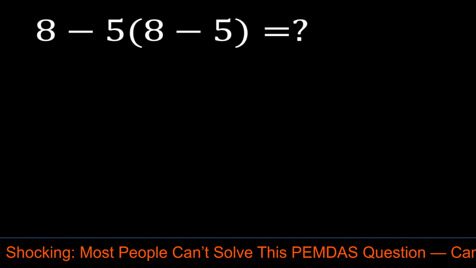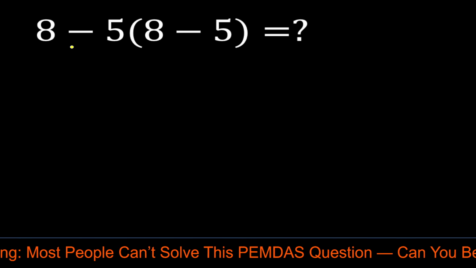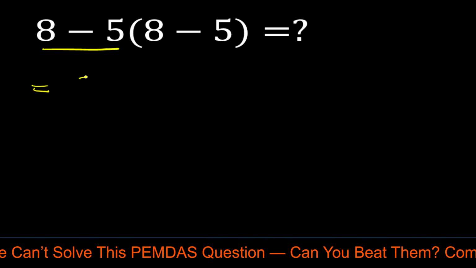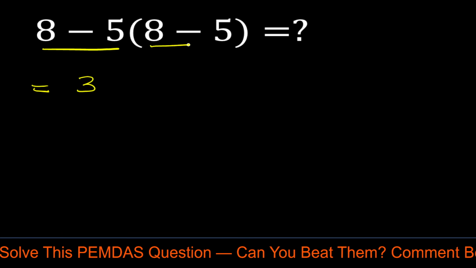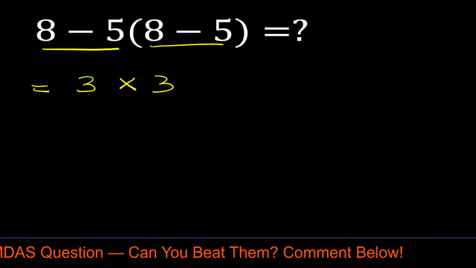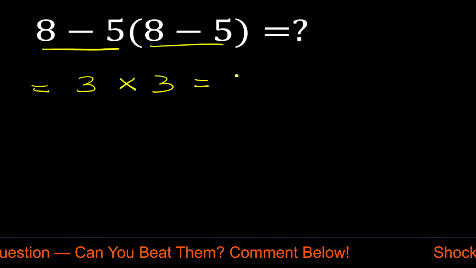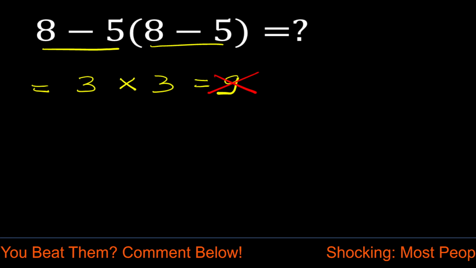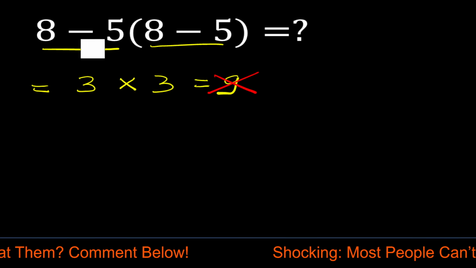So most people solve this question like 8 minus 5. So 8 minus 5 is equal to 3. Then again 8 minus 5, so 8 minus 5 is equal to also 3. Now 3 times 3. So 3 times 3 is equal to 9, right? But this answer is not correct. This answer is completely wrong.